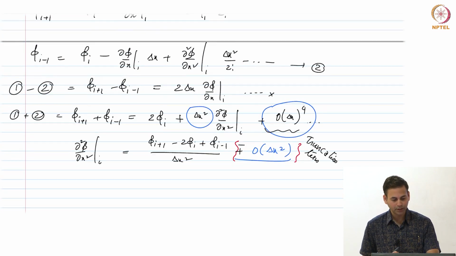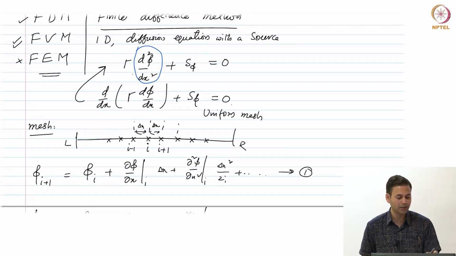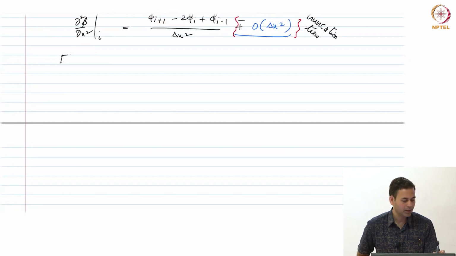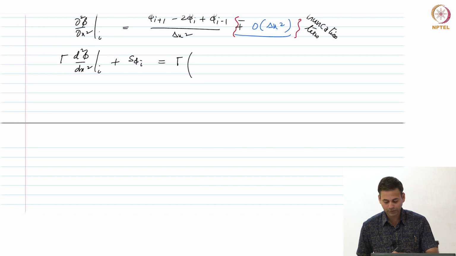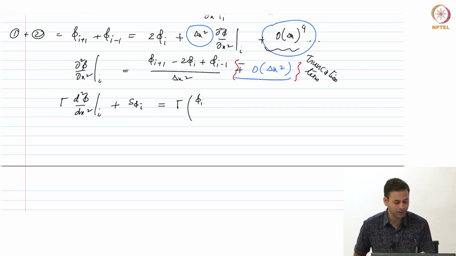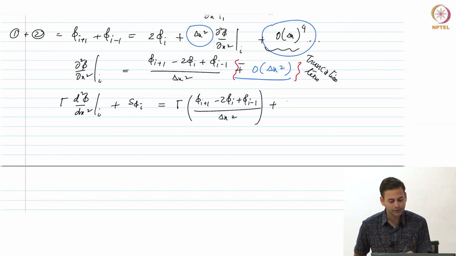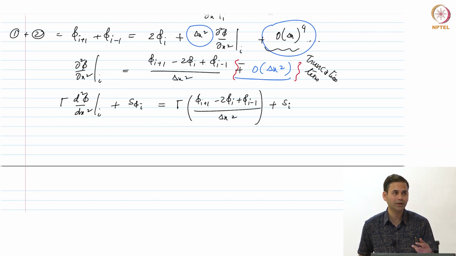Can I plug this back in? I want to now discretize our governing equation, which is gamma d²φ/dx² at location i plus S_φ, also evaluated at i. This is what I want to calculate. So, this will be gamma times, substituting for ∂²φ/∂x² this term, (φ_{i+1} - 2φ_i + φ_{i-1}) divided by Δx², plus S_φ at i written as S_i, the source term evaluated at x_i. We plug in the x coordinate at that location and calculate S_i.